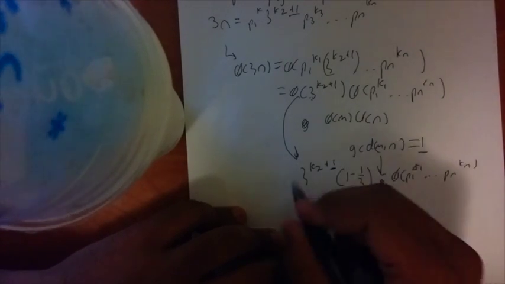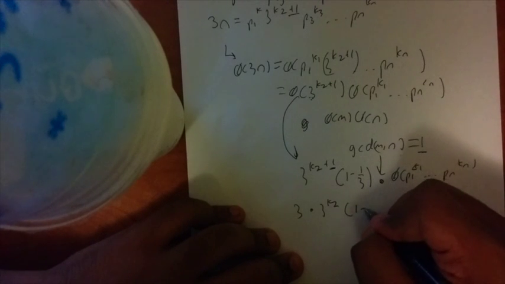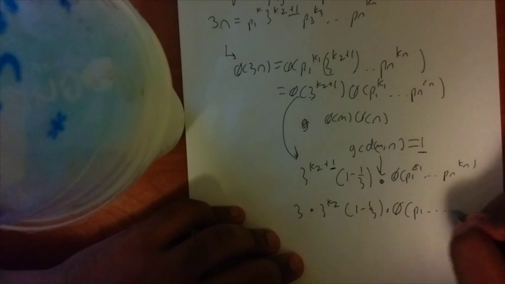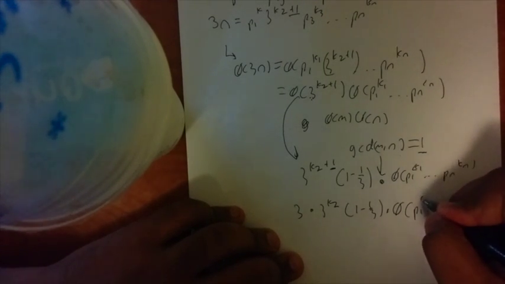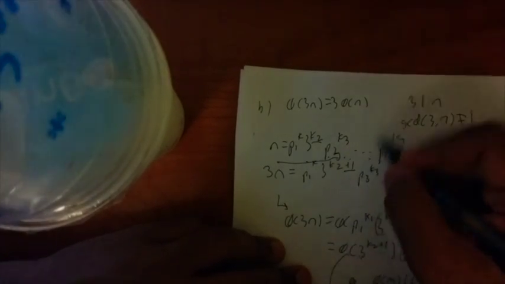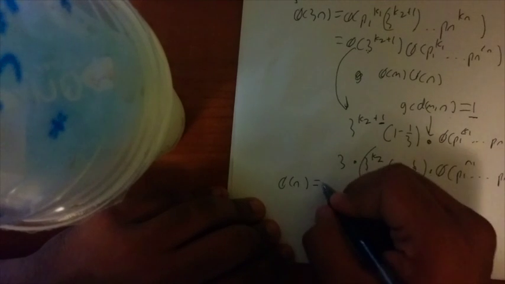This is that plus 1, right? So let me rewrite this: 3 times 3 to the k2, times 1 minus 1/3, times phi of all my other primes. So this isn't written as formally, but basically it's like that. Look at n: that's all the prime factors, but notice it's 3 to the k2. So writing phi of n out, think about it, it's phi times all these factors.